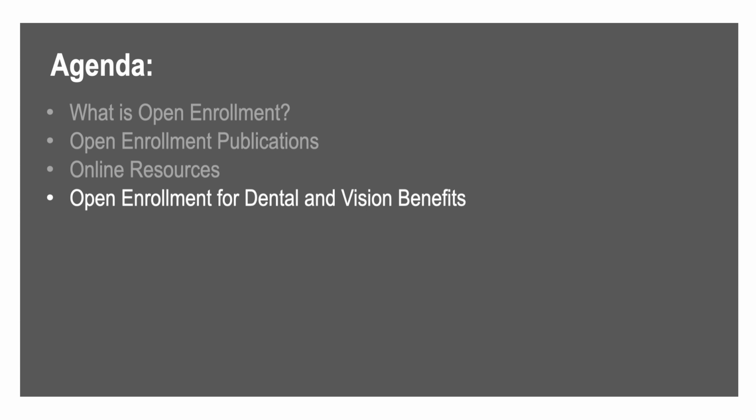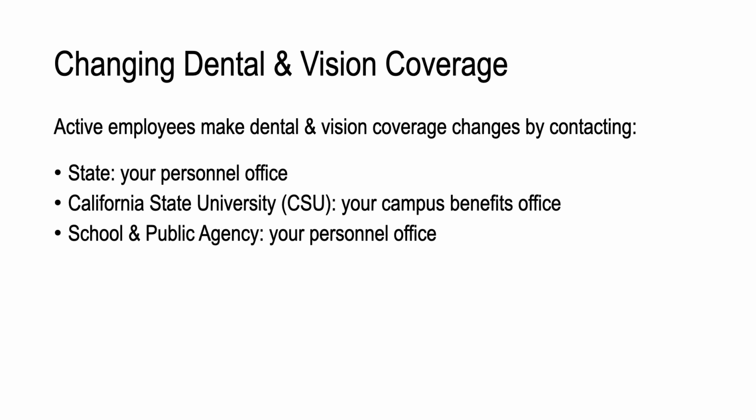Open Enrollment may also include changes to dental and vision benefits. If you're an active employee and you need to make dental and vision coverage changes during Open Enrollment, state employees will contact your personnel office. California State University, you'll contact your campus benefit office. And school and public agency employees will contact your personnel office.